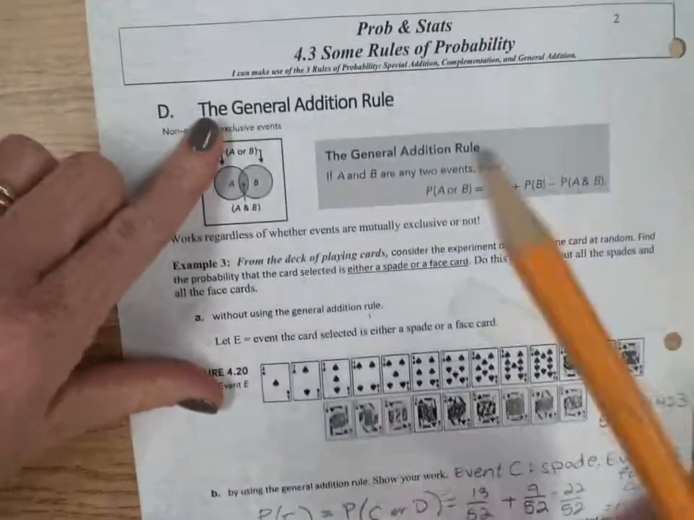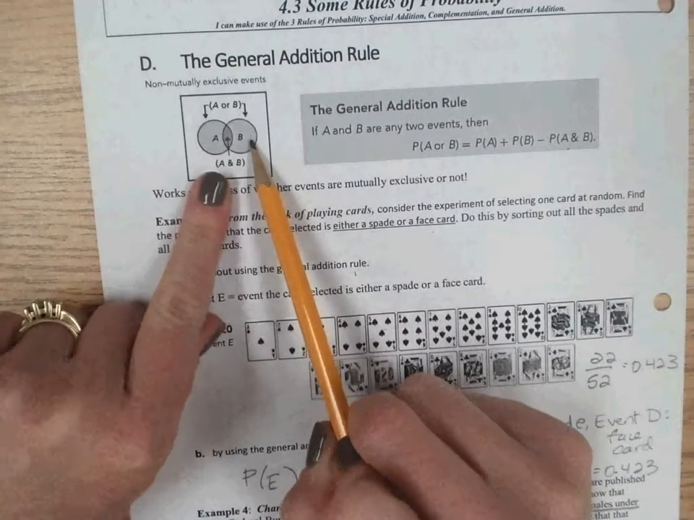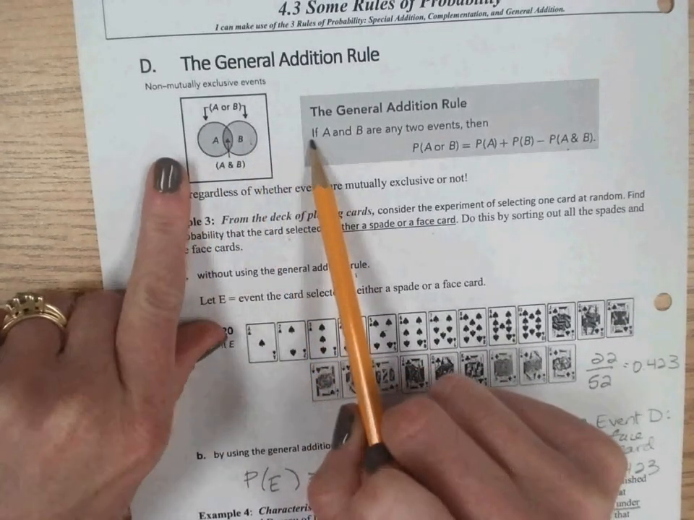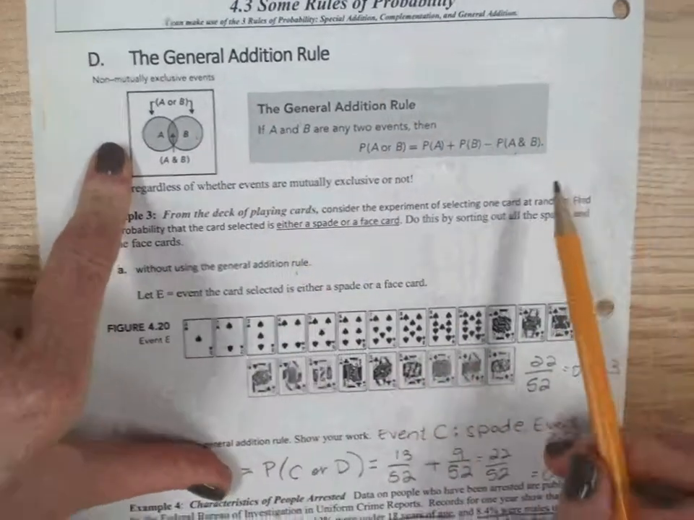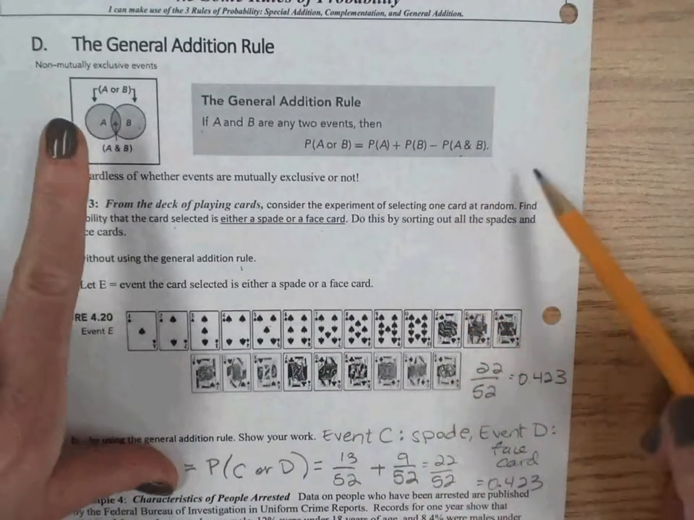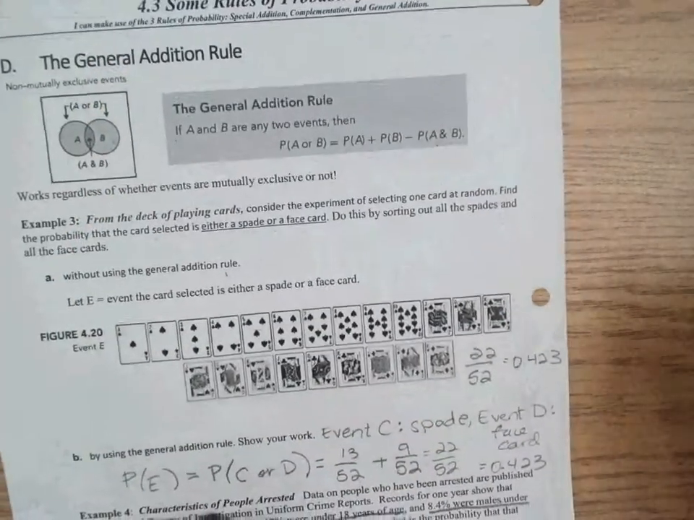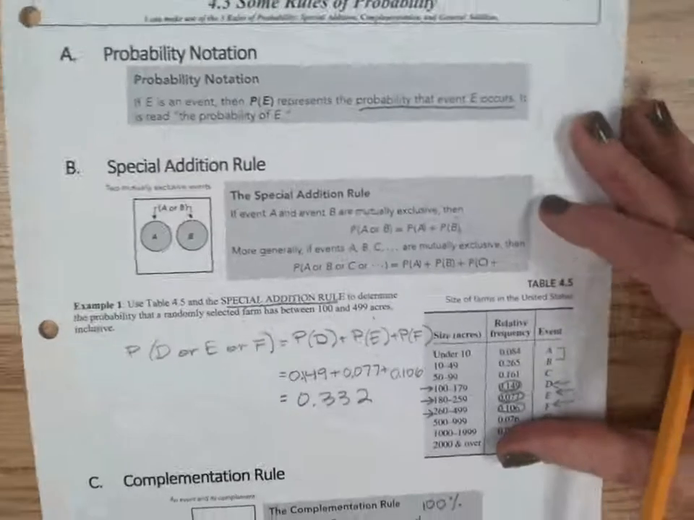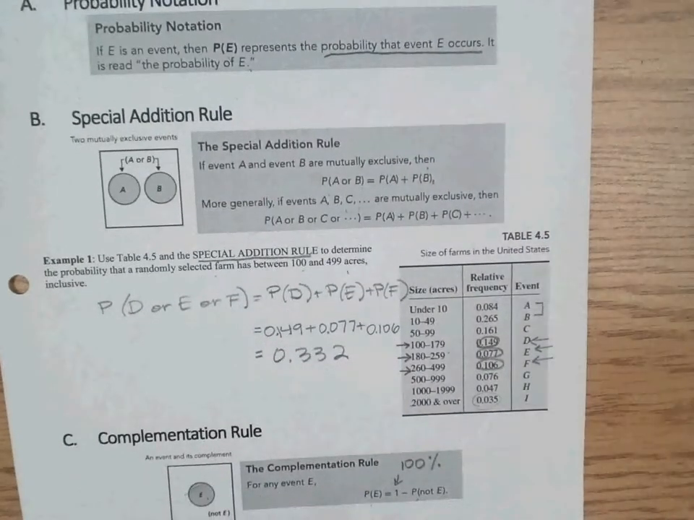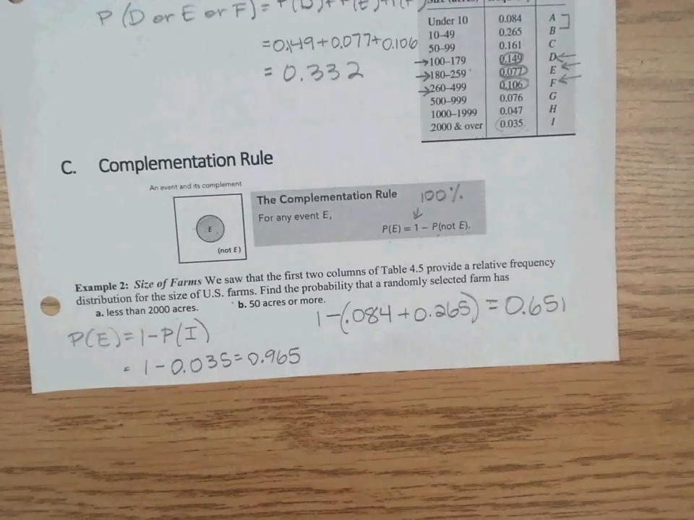And that concludes our notes on the general addition rule. Again, that can actually be used with non-mutually exclusive events or mutually exclusive events. We just know that the probability of A and B happening for mutually exclusive events would be 0. So that's why all we need in that case is the special addition rule. And then we had the complementation rule.